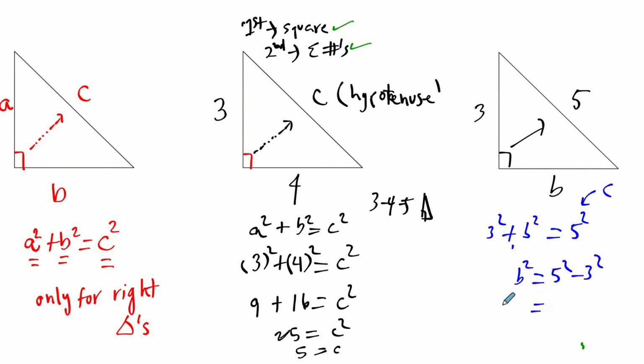And again, very similar to the previous problem, we want to square before doing any kind of addition or subtraction. So we have 25 minus 9, and we end up with B squared is equal to 16, giving us that B is equal to 4, and voila. So we can get the answer either way that we choose to.